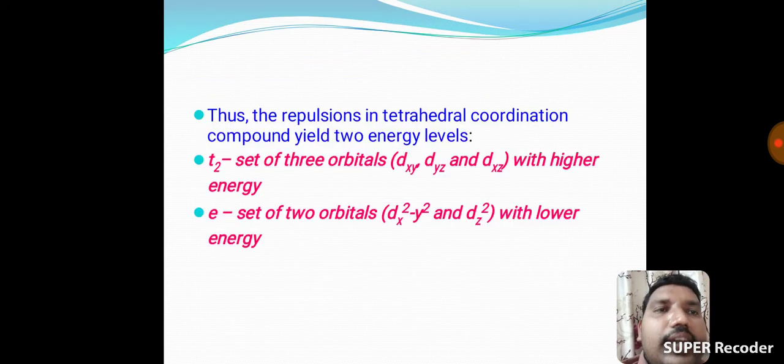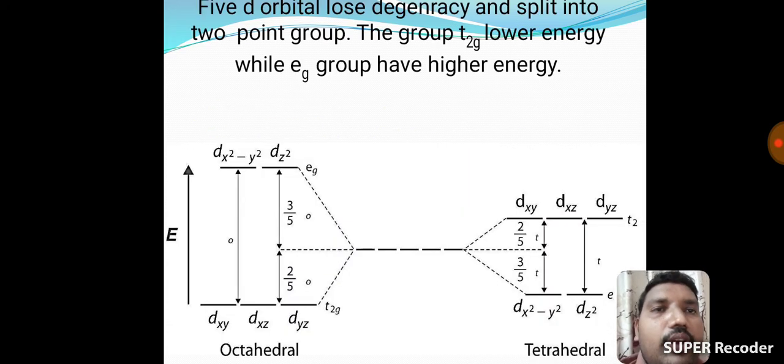Thus, the repulsions in tetrahedral coordination compounds yield 2 energy levels. In these tetrahedral complexes, the T2 set of orbitals is higher energy, the E set of orbitals is lower energy. This is the opposite of octahedral geometry. This is the diagram to explain both tetrahedral complexes and octahedral complexes. From the left side, there is octahedral splitting, and on the right side tetrahedral splitting. We can easily analyze tetrahedral and octahedral geometry splitting.